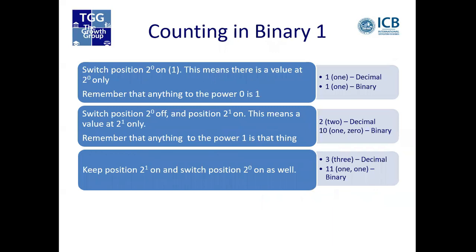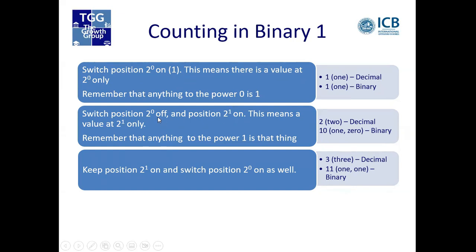So how do we count in binary? Switch position, first position is 2 to the power 0, switch that position on, and then that becomes a 1. This means that there now is only one value at 2 to the power 0 only. This is the only time where decimal 1 and binary 1 is the same.